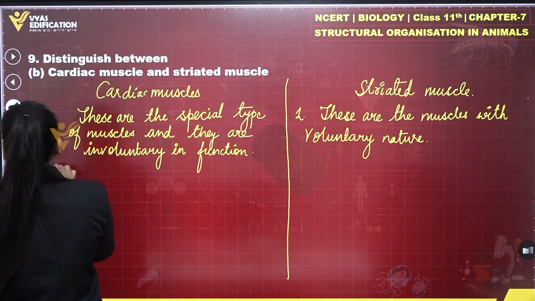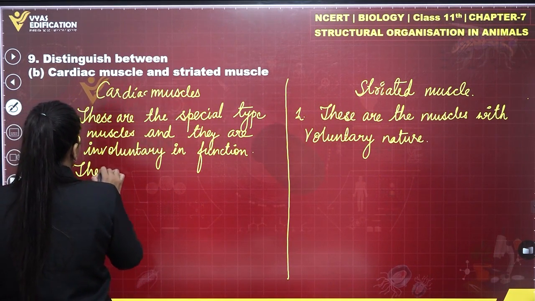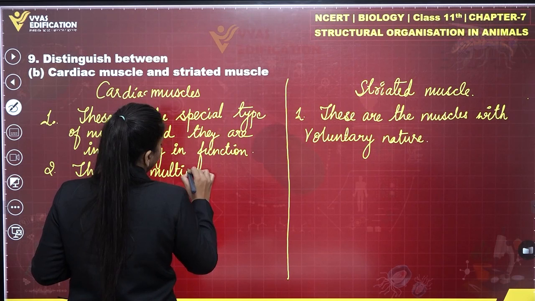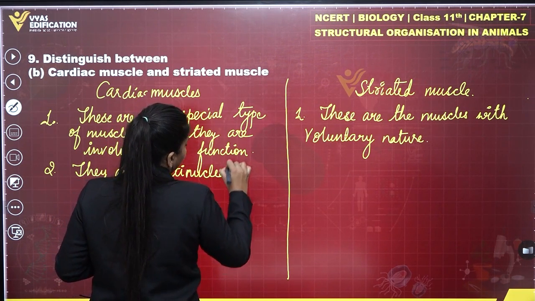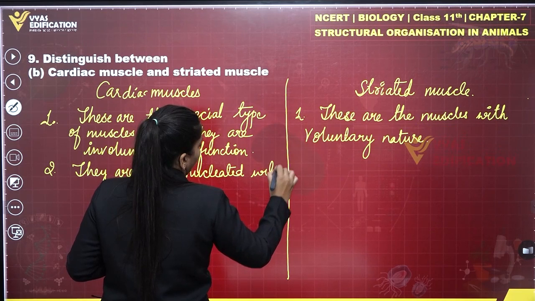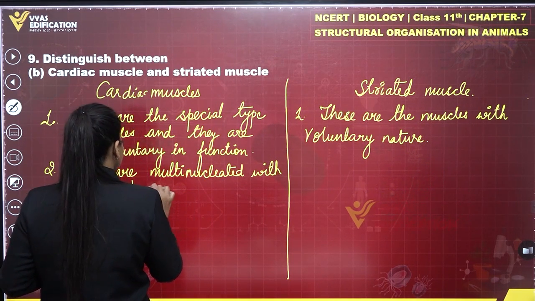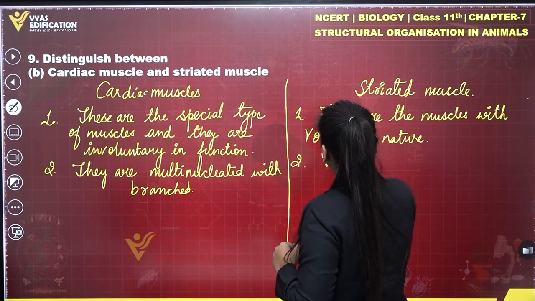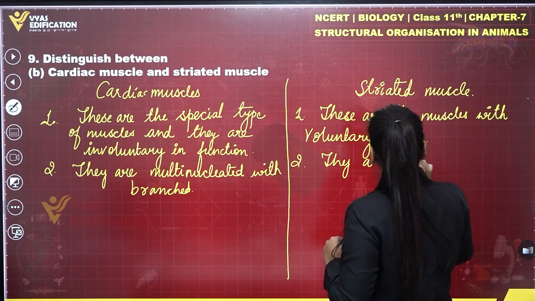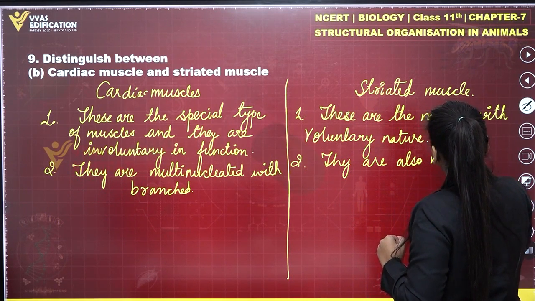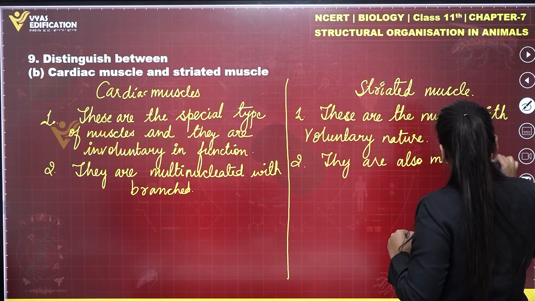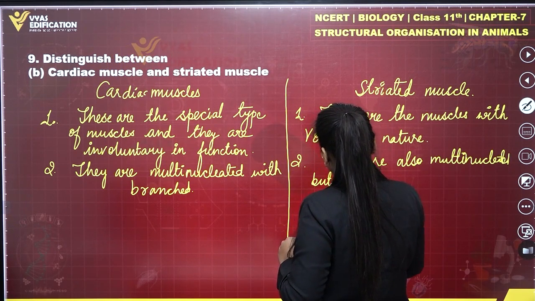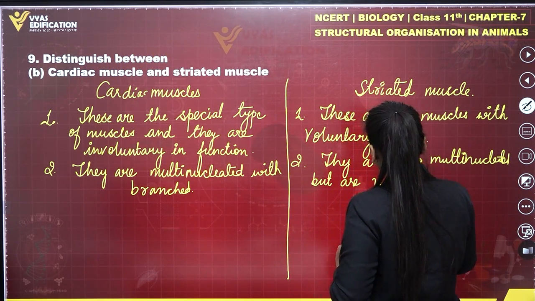The next point of cardiac muscles is they are multinucleated with branching. That means they are branched. And the second point of striated muscles is they are also multinucleated but are unbranched.